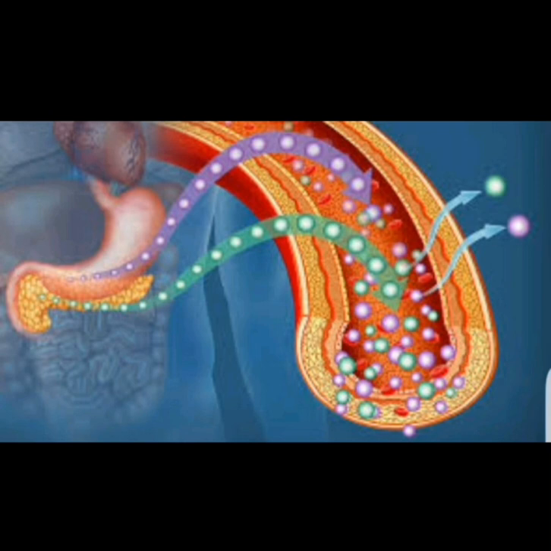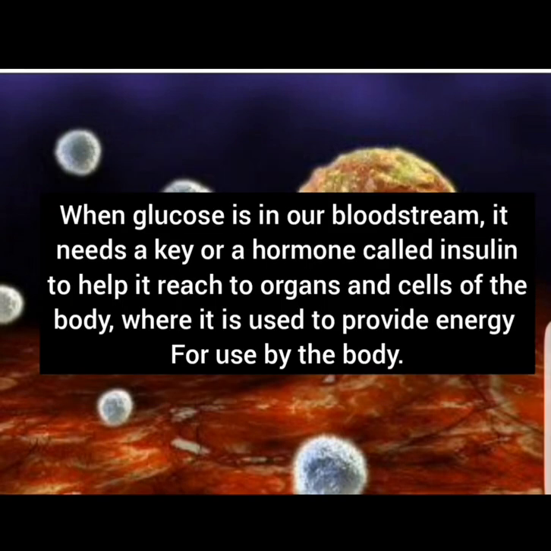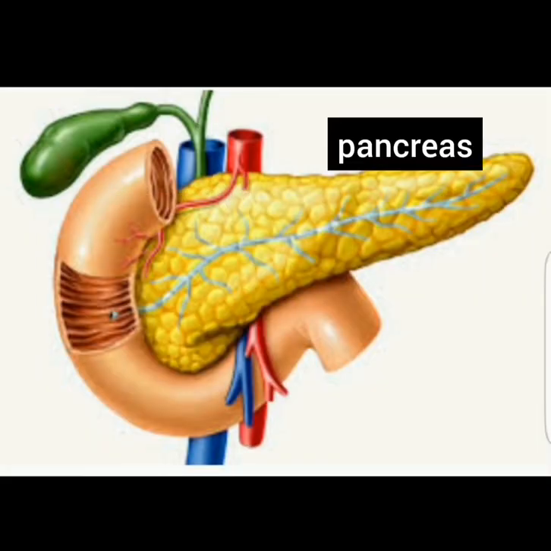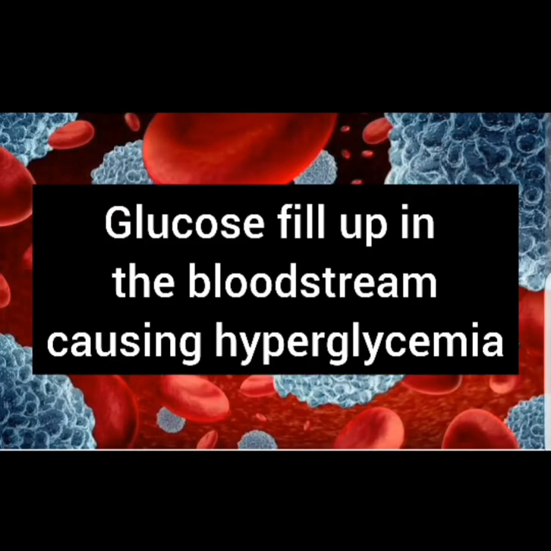Glucose is the main source of energy for the body. It comes from the carbohydrates in food and drinks we consumed. When glucose is in our bloodstream, it needs a key or a hormone called insulin to help it reach organs and cells of the body, where it is used to provide energy for use by the body. If the pancreas is not producing enough insulin, or the body is not using it properly, glucose builds up in the bloodstream, causing hyperglycemia.